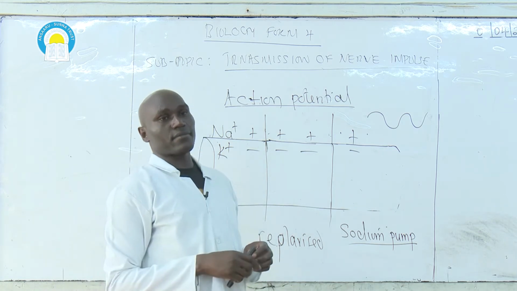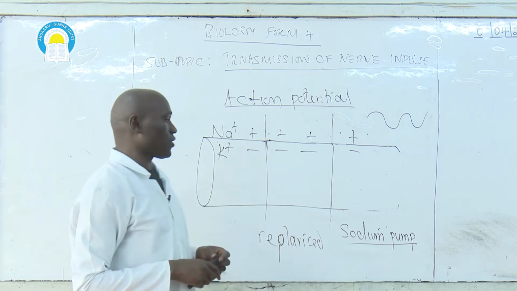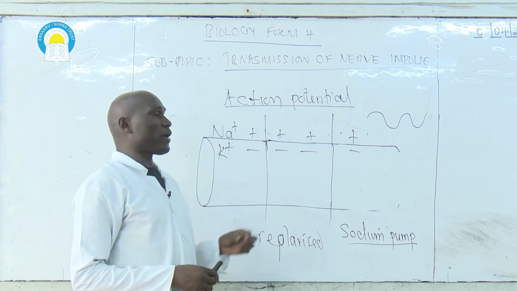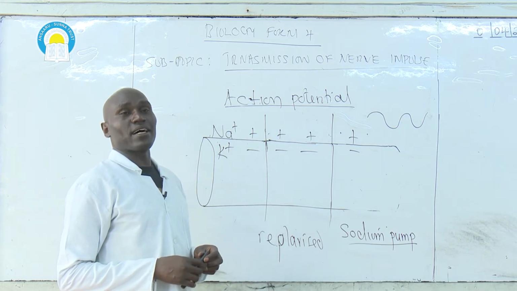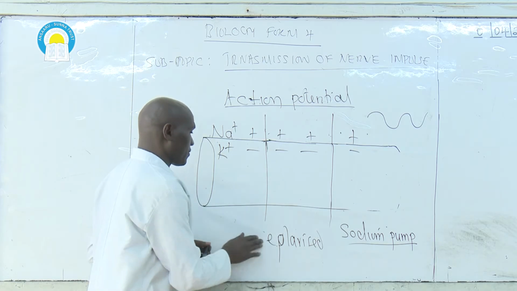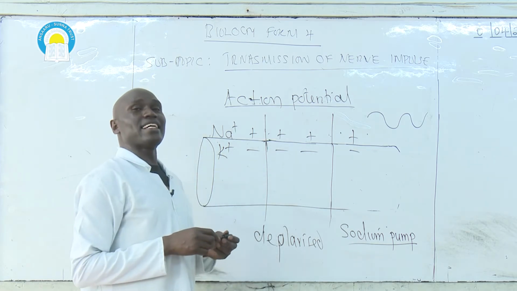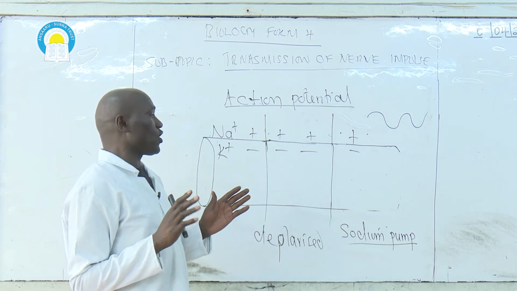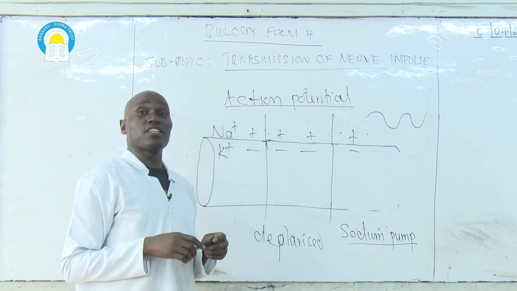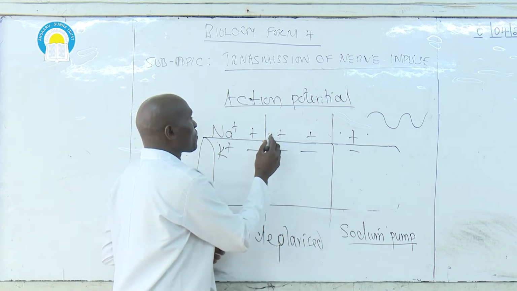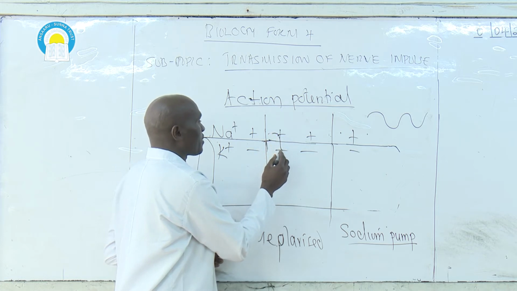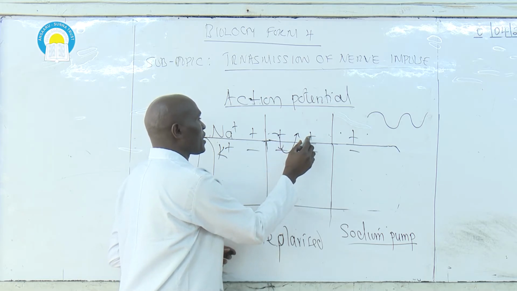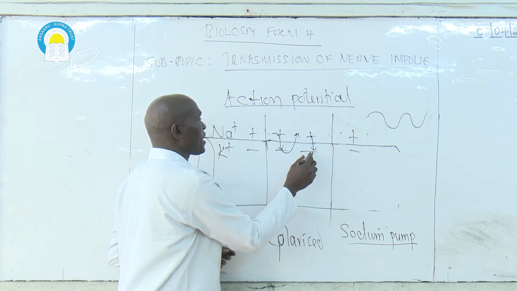I'll repeat. During action potential, axon or a section of axon where nerve impulse reaches becomes depolarized. In depolarization, sodium pump stops to function. It ceases to function. When sodium pump ceases to function, then it means sodium ions or positively charged ions will move in, while negatively charged ions will move out. Positively charged ions moving in, negatively charged ions moving out.